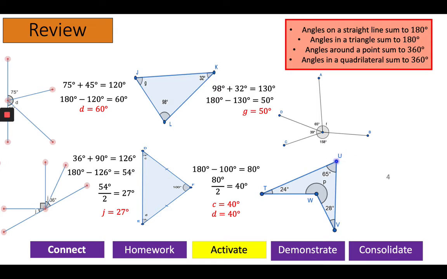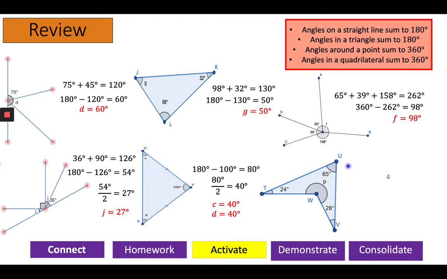Here we have angles around a point. Again, we add our known angles, 158 plus 39 plus 65 equals 262 degrees. We subtract that from 306 degrees, and we get 98 degrees. Therefore, angle F must equal 98 degrees.